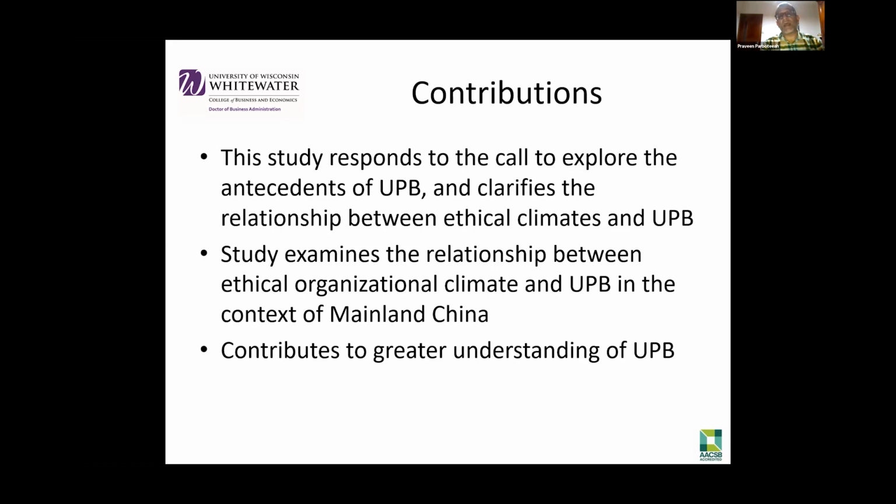First of all, it responds to the call to explore antecedents of that, and also clarifies the relationship between ethical climate and unethical pro-organizational behavior. It also shows that, we did the study in China, and there hasn't been much done in China. And also it helps provide a better explanation of unethical organizational behavior.